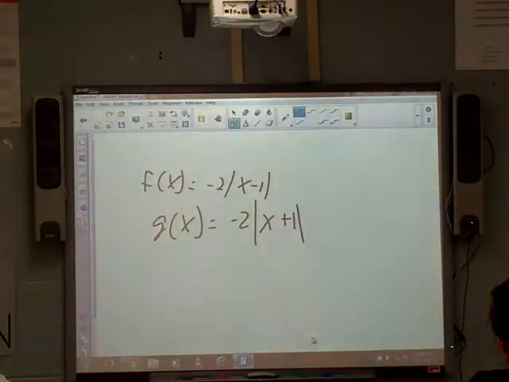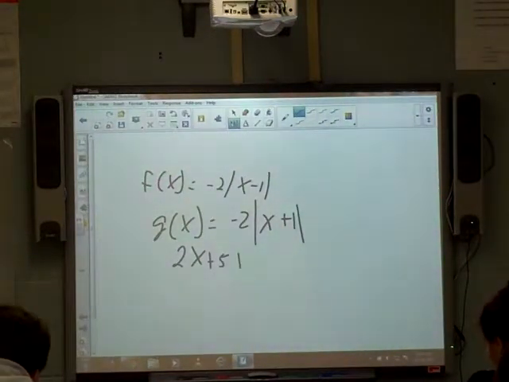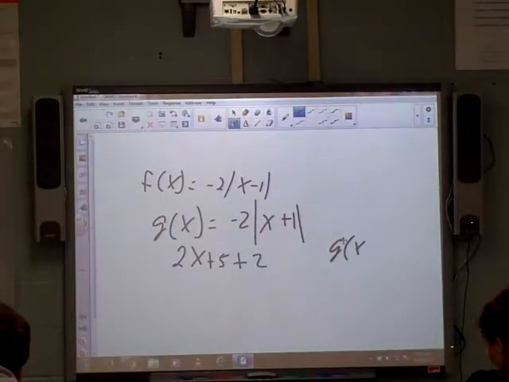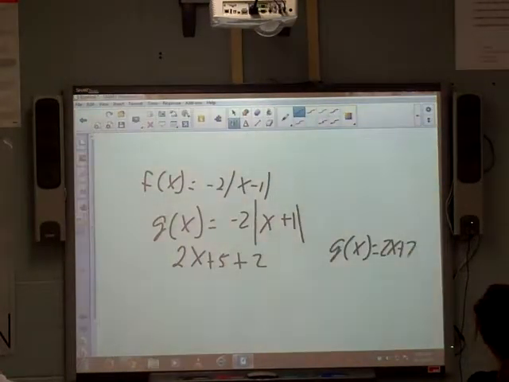All right, 17: scooting up 2 just adds 2 on the end. So it was 2x plus 5. If we add 2 on the end, it'd be 7. Our new equation is 2x plus 7. Good job. You're pretty smart. All right, 18.